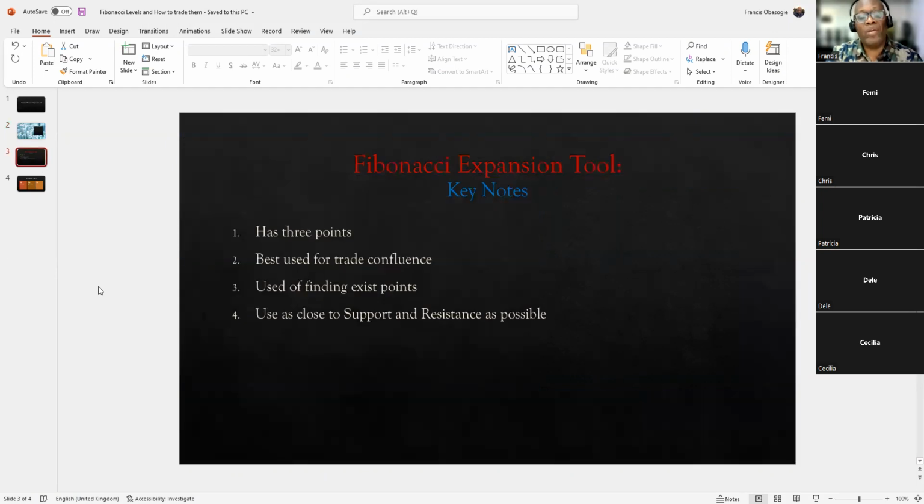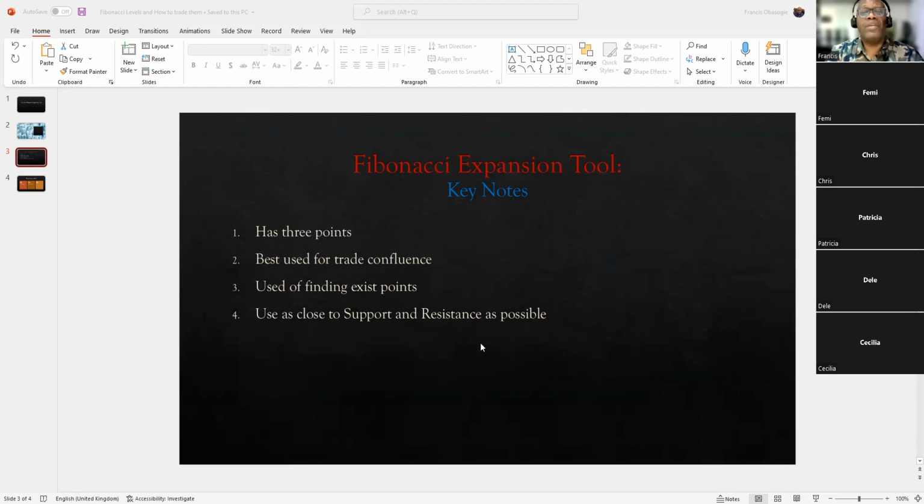Now, what we're going to be looking at today, I have listed here. Just take it that these are some of the keynotes. There might be other things to note, but these are what are most important for us to note, even as it relates to the Fibonacci tool. Like I did say, we're looking at Fibonacci expansion today.